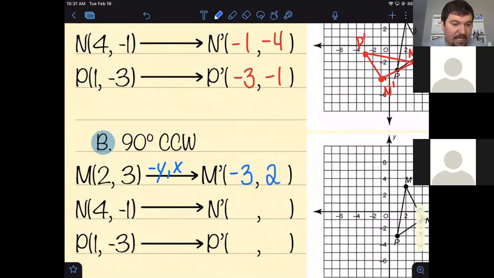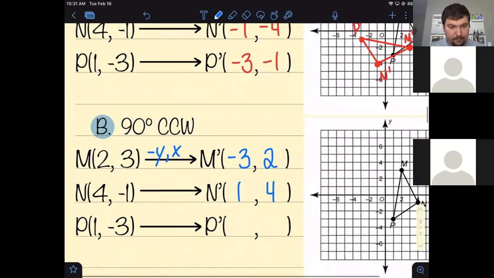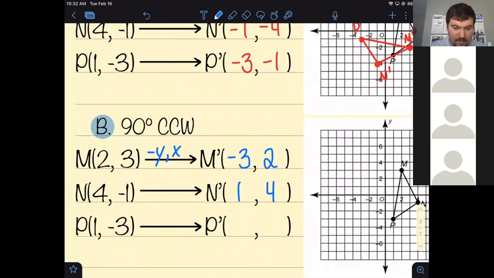Would someone like to try doing the n prime coordinate? What would that be? 1, 4. Good, yeah, take the opposite of that -1, which becomes +1, and then flip it, and it becomes 1, 4. And somebody else want to try the last one? What's the p prime? 3, 1. Good job, 3, 1. Okay. Take the opposite of the y coordinate and then flip them, right?